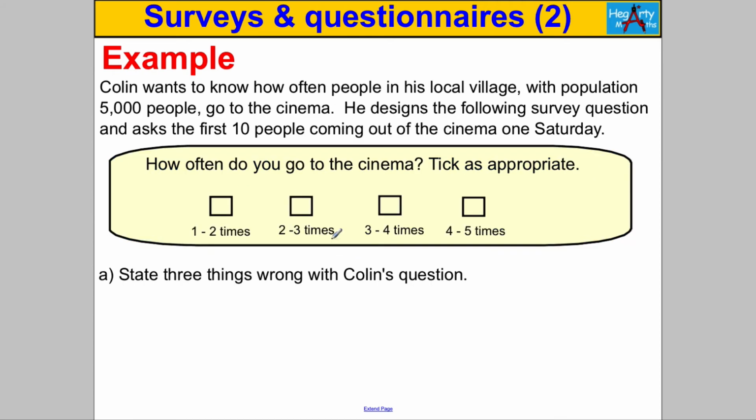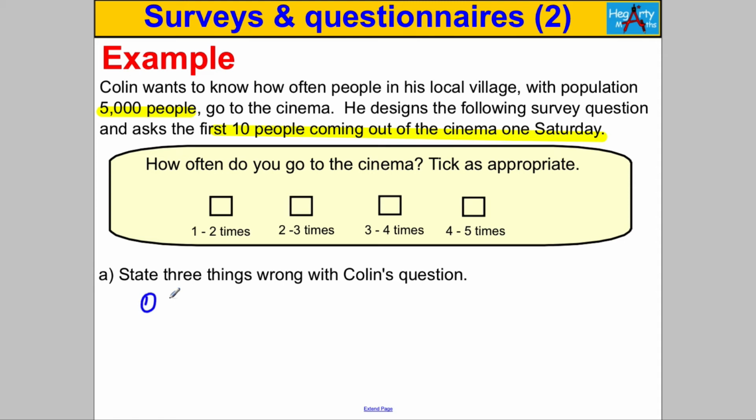Okay, next question. Pause the video and have a go at the following. So Colin wants to know how often people in his local village, with a population of 5,000 people, go to the cinema. He designs a survey question and asks the first 10 people coming out of the cinema one Saturday: How often do you go to the cinema? Tick as appropriate. So what are 3 things wrong with this?